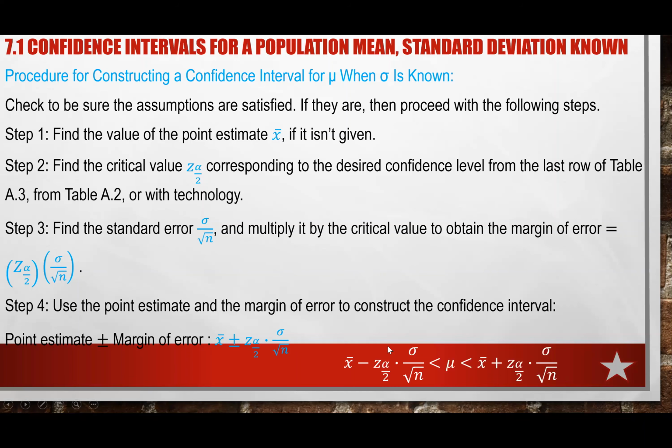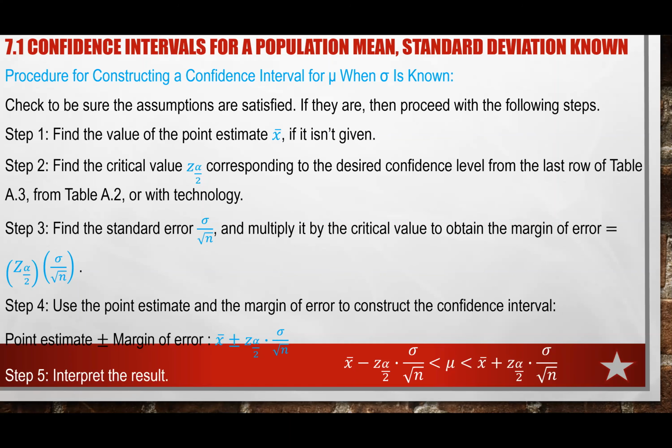This is your confidence interval. If you take the point estimator minus the margin of error, you have a lower limit. If you take the point estimator, the mean, plus the margin of error, you have an upper limit, the right-hand side. The population mean is between those 2 values. The last step is to interpret your result: we are 95% confident that the population mean falls between these 2 values. We are 99% confident, or we are 80% confident. Basically, that's how you interpret your result.